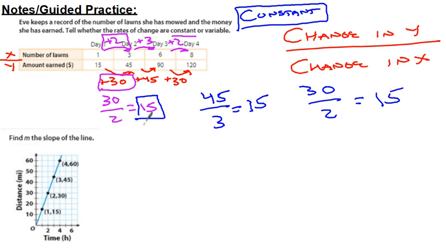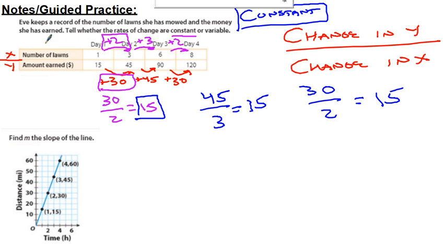So the rate of change was $15 per lawn. And it's also a proportional relationship, and we'll get into how this compares to proportionality later. So it is a constant rate of change of 15 because it goes up 30 over 2. I'm sorry, up 30, up 2, which is 30 divided by 2 is 15. 45 divided by 3 is 15. 30 divided by 2 is 15.